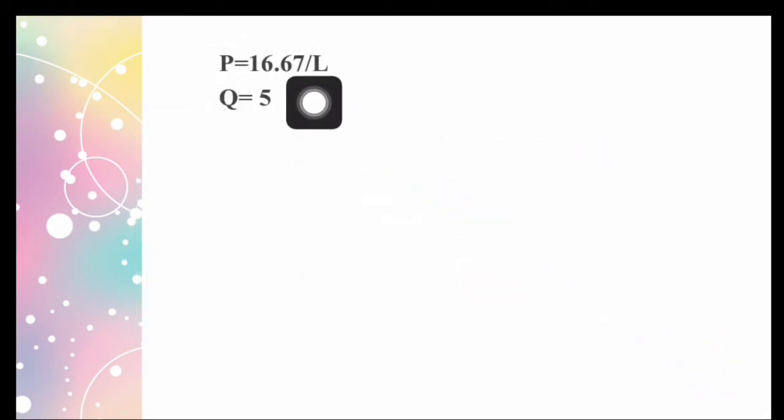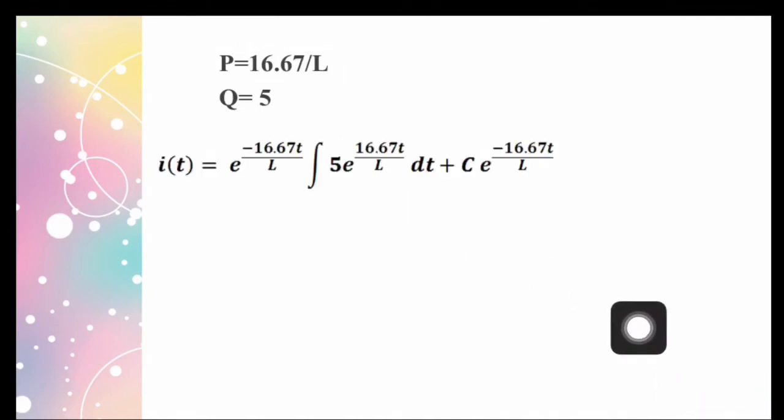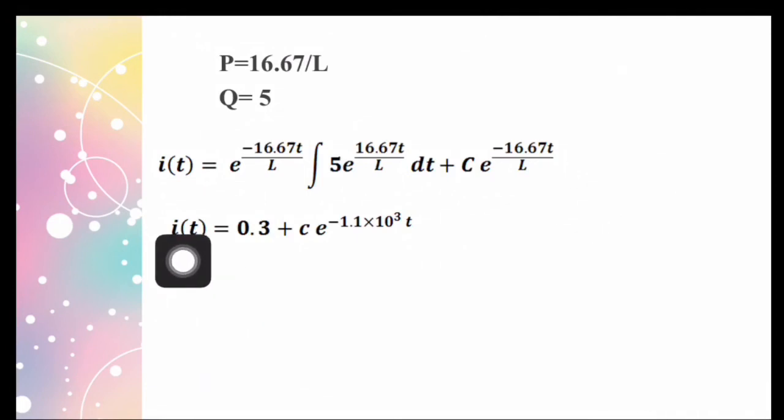So p is 16.67 by L and q is equal to 5. Then by substituting the value of p and q in the expression of I of t, we get I of t is equal to e raised to minus 16.67 t by L integral 5 e raised to 16.67 by L t dt plus c e raised to minus 16.67 by L t. By doing integration and all, we get it as 0.3 plus c e raised to minus 1.1 into 10 raised to 3t, where c is the constant of integration.